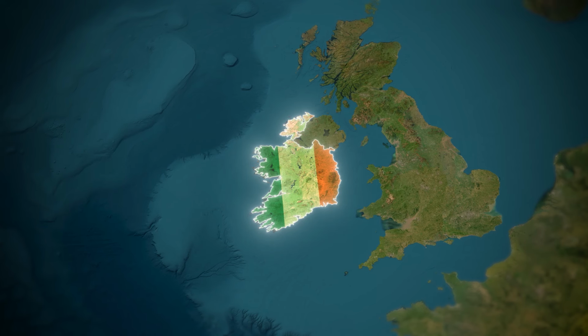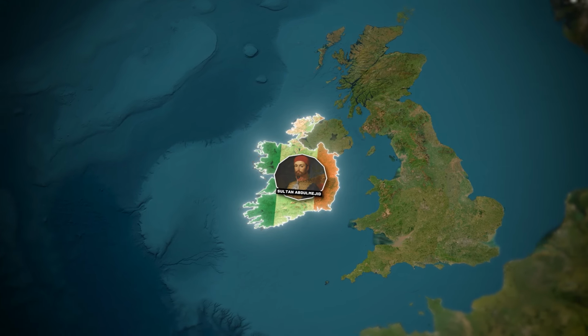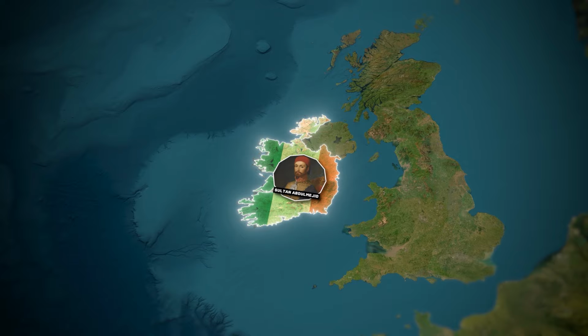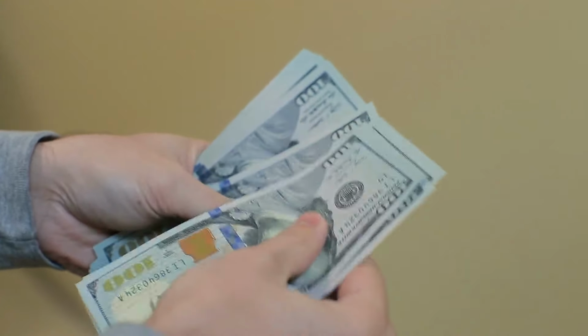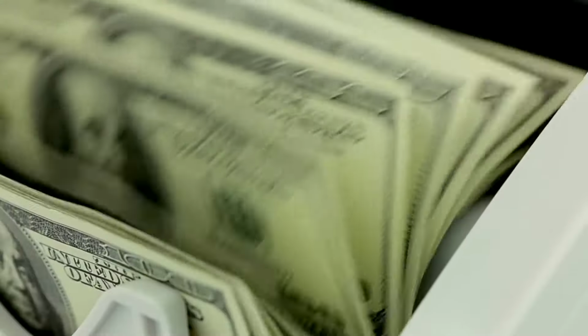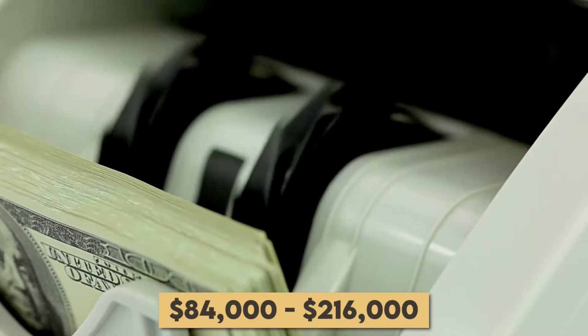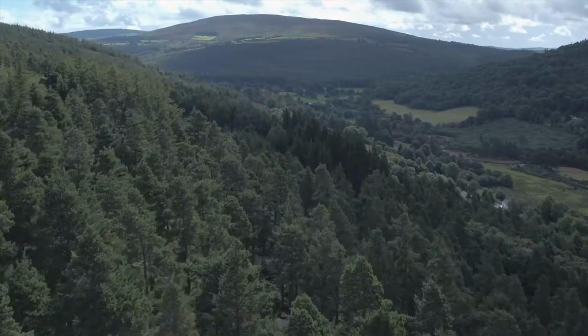During the 1840s, Ottoman Sultan Abdülmecid lent a helping hand to Ireland by chipping in £1,000 for famine relief efforts in Ireland. Now, that might not sound like a lot of cash today, but back then it was a pretty hefty sum. In terms of today's money, we're talking somewhere between $84,000 and $216,000. But here's where the story gets even more interesting.